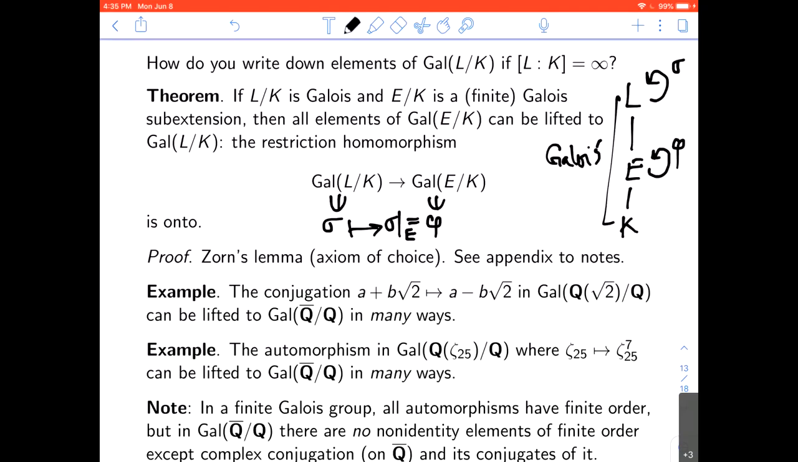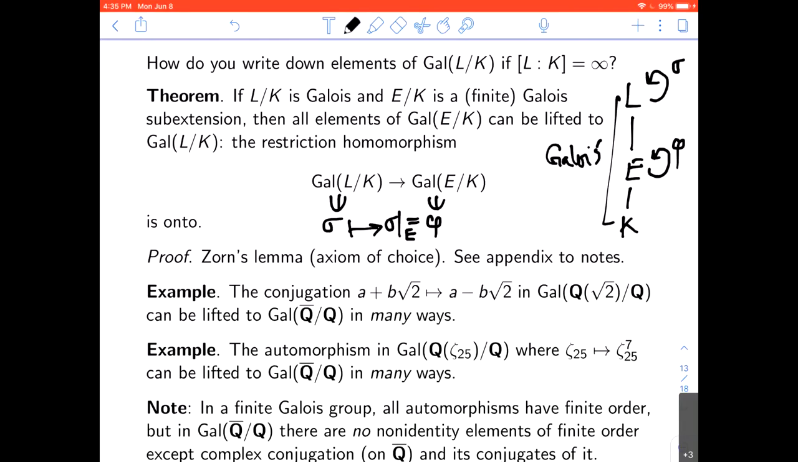And you have to keep in mind that you do not expect formulas for these things on the whole field at the top. You could take the conjugation on Q adjoining the square root of 2. This can be lifted to an automorphism in the Galois group of Q bar over Q. Unfortunately, you cannot describe a formula for such extensions. It's certainly not the identity function. It's certainly not complex conjugation, because it swaps the two square roots of 2. And you cannot write down formulas on all of Q bar other than basically those two. But these things exist, and it's really important.